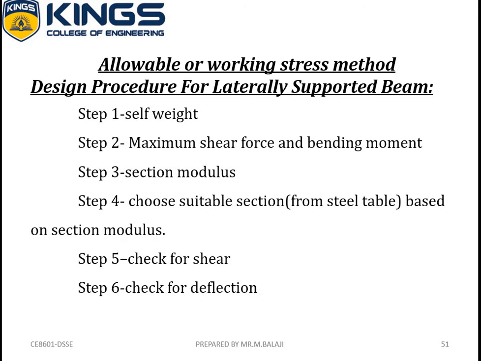You have to find self weight, then find maximum shear force and bending moment, then find section modulus. Then fourth one is choose a suitable section based on your section modulus. Next one is check for shear. Last one is check for deflection. For a point load, we use WL cubed by 48 EI. For UDL, 5WL power 4 by 384 EI. So these are the first unit.